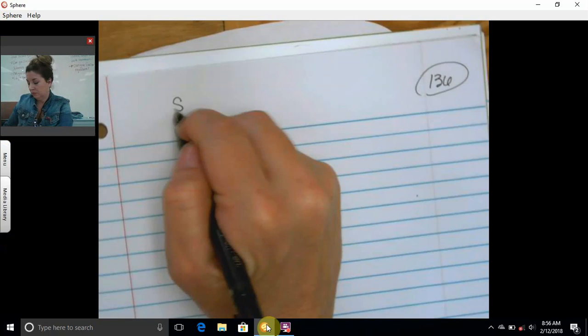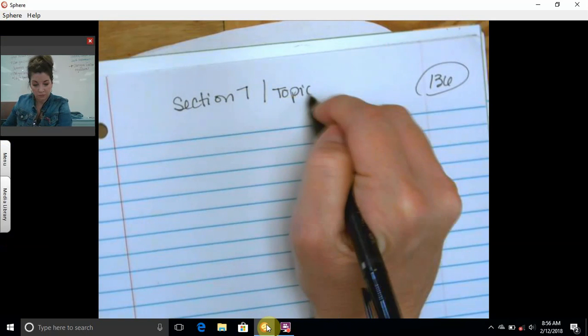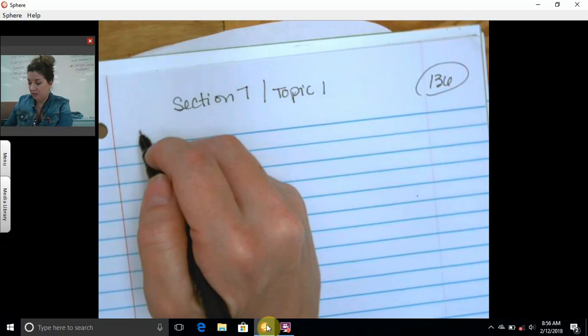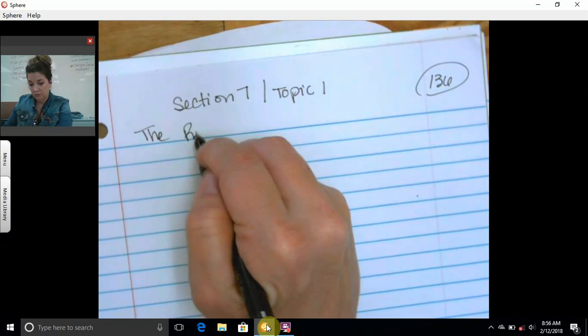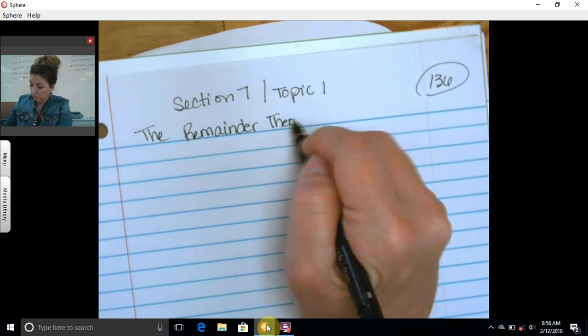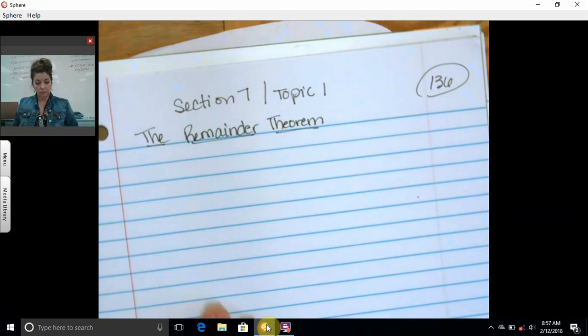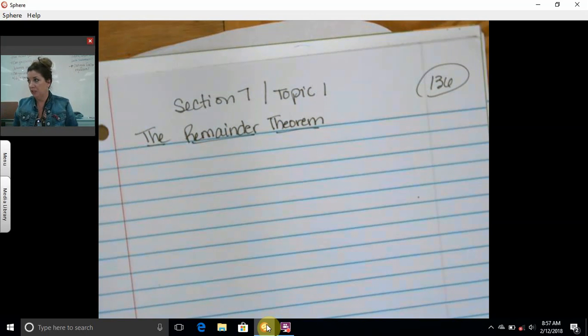So section 7, topic 1. It's called the Remainder Theorem. Remember how when we learned how to do long division of polynomials, we learned that shortcut method? Y'all remember that at all? Yes, Miss Rayleigh? Okay, good, because we got to do that again today.